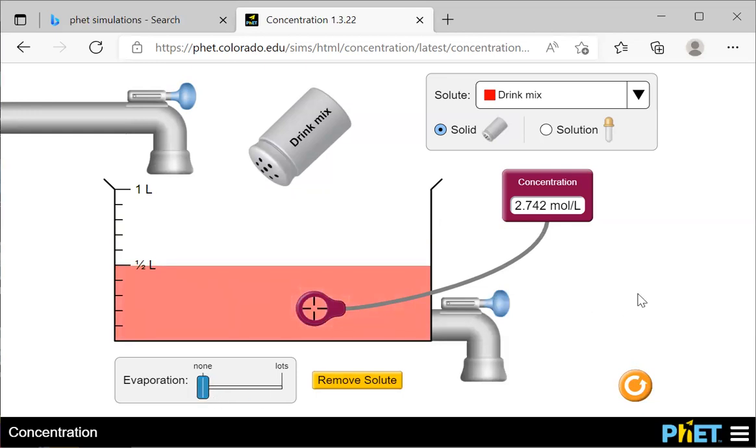We can observe 2 things. Again, this is not a perfect system. 2 of the things that we can observe is that the volume of the solution decreased overall because now we have less solvent. We can observe that the color of the solution gets darker. And when we look at our concentration, we can see that it increased from that 1.355 all the way now to 2.742.